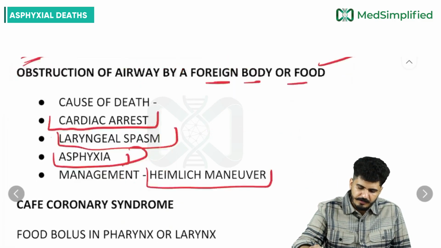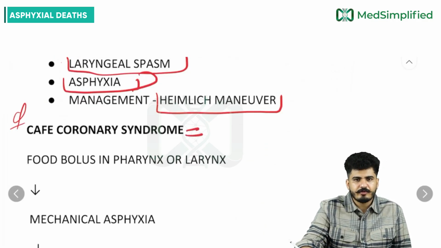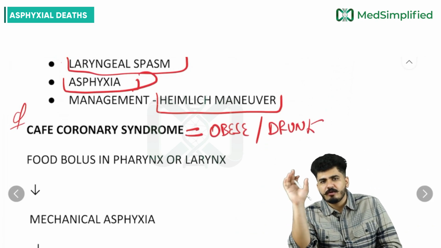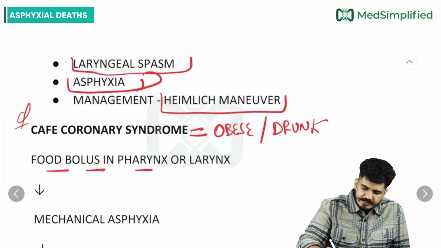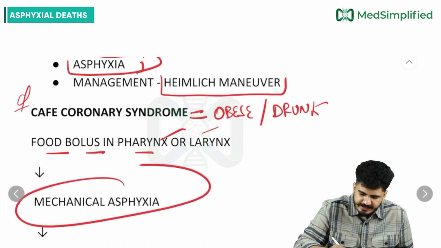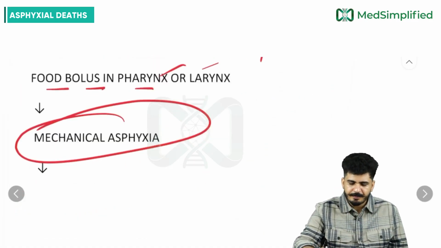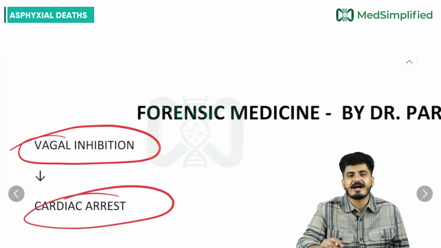Now we come to another application of choking. It is cafe coronary syndrome. In cafe coronary syndrome, first of all, the history can be related to an obese person or a drunk person. These words you need to find in the exam: obese, drunk person. An obese person eating, a drunk person eating, suddenly what happens, sir? A food bolus goes into the pharynx or larynx, and this is mechanical asphyxia happening right now. Some foreign body, a food bolus, is obstructing your airway. So mechanical asphyxia will lead to vagal inhibition, and the person will die because of cardiac arrest.